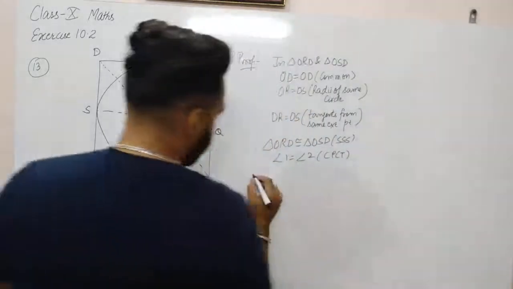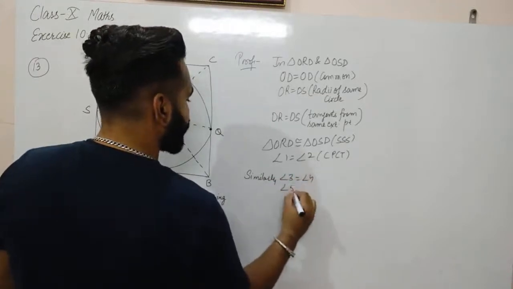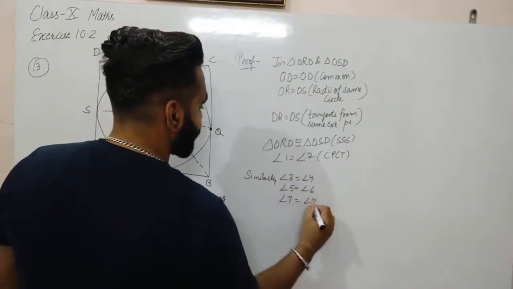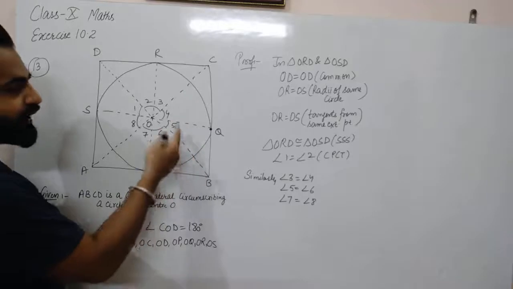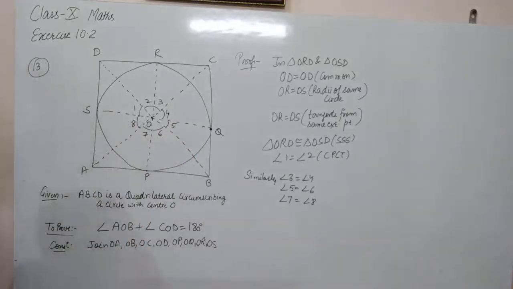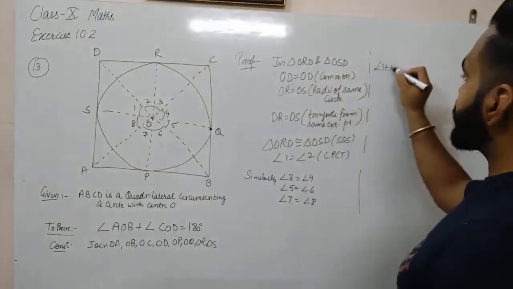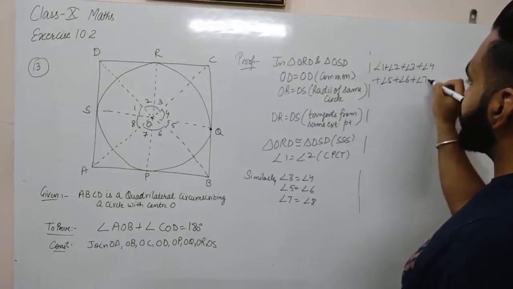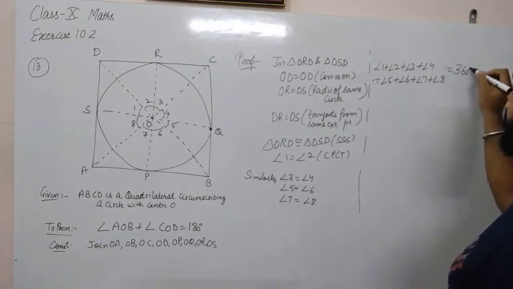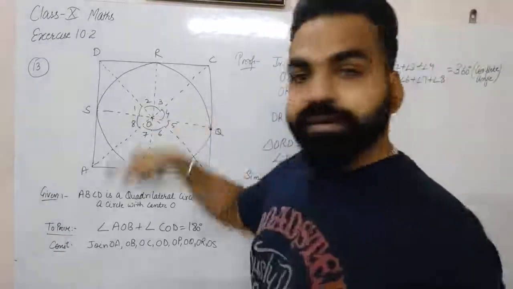Similarly we can prove that angle 3 will be equal to angle 4, angle 5 will be equal to angle 6, angle 7 will be equal to angle 8. By these two triangles, 3 will be equal to 4, by these two triangles 5 will be equal to 6, and then by these two triangles 7 will be equal to 8. Now angle 1 plus 2 plus 3 plus 4 plus 5 plus 6 plus 7 plus 8 will be equal to 360, the complete angle.